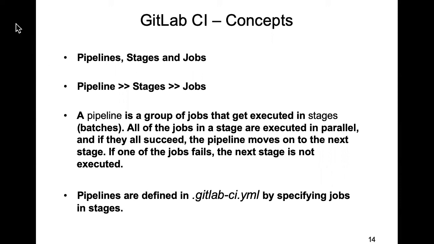And so I'm saying here that a pipeline is a group of jobs that gets executed in stages or batches. All of the jobs in a stage are executed in parallel, but in most cases, we would only have one job per stage. The stages are executed in a particular sequence, and you have to tell GitLab CI what is the sequence in which it should execute the stages that make up the pipeline, as I said.